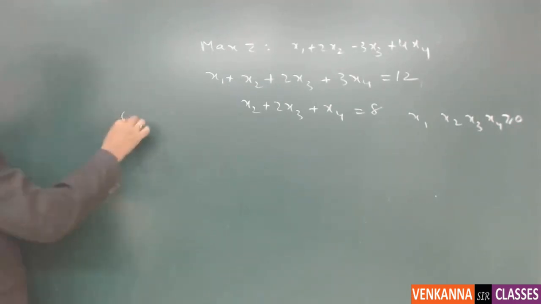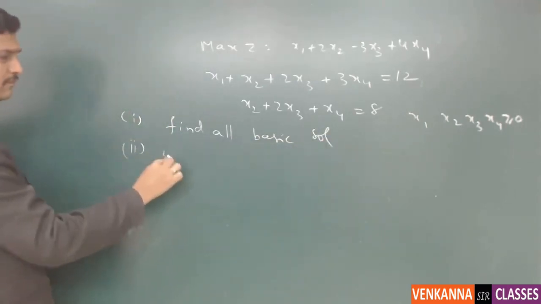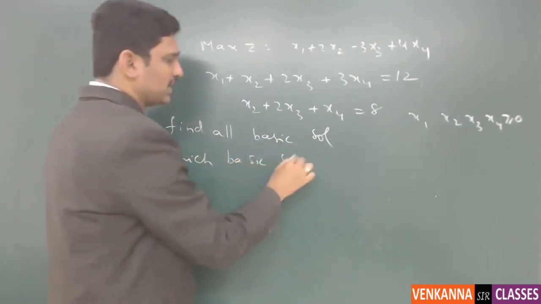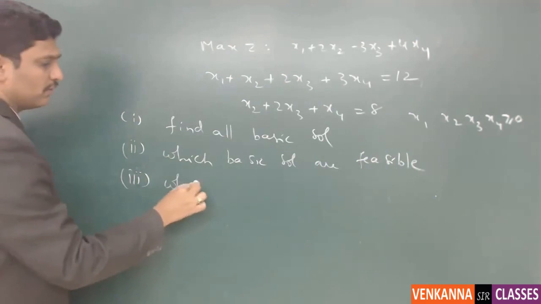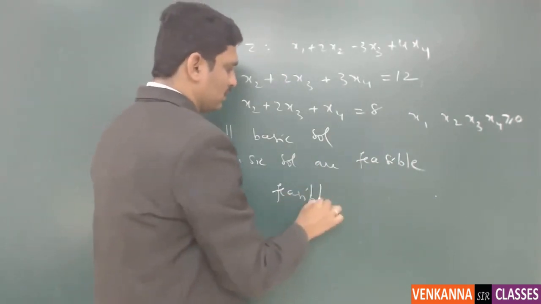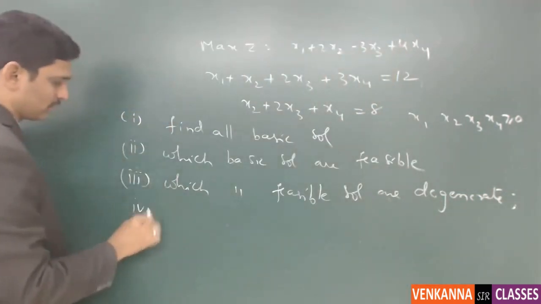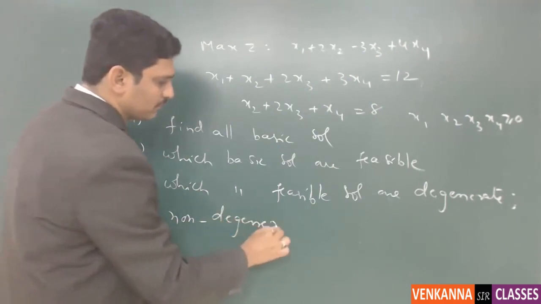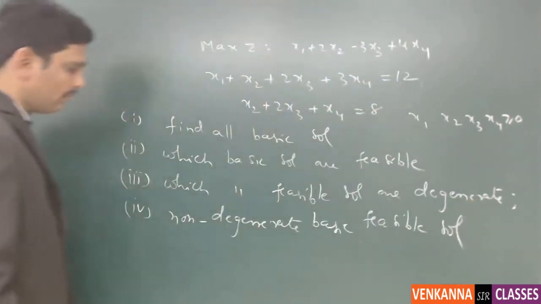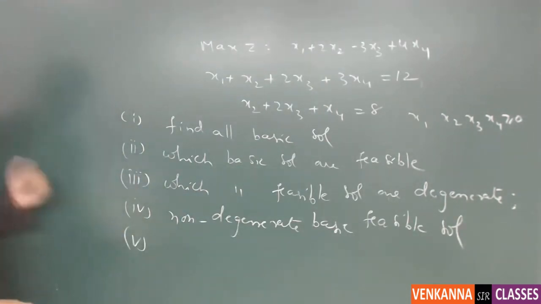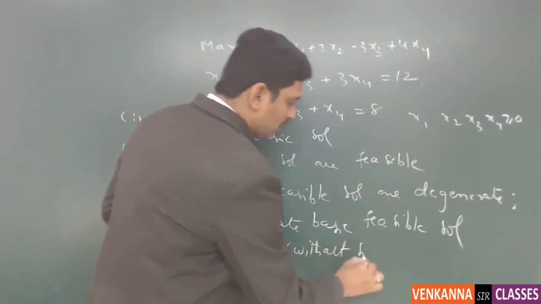So the question asks: find all basic solutions, which basic solutions are feasible, which basic feasible solutions are degenerate and non-degenerate basic feasible solutions, and then optimal solutions, without solving the problem.